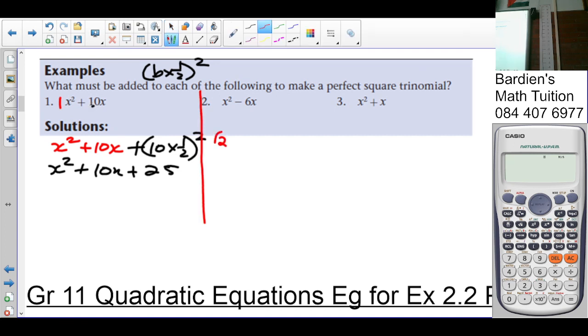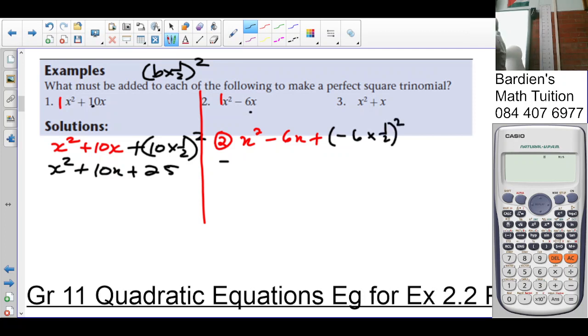Look at number 2. So is there 1 in front of x squared? Yes. So we've got x squared minus 6x plus. What must be added here? It's going to be b times a half, and it must be squared. So it's going to be negative 6 times half squared. So that's going to give us x squared minus 6x plus. What's negative 6 times half? Negative 3. And negative 3 squared is positive 9.